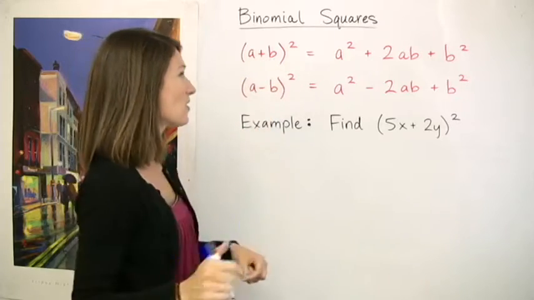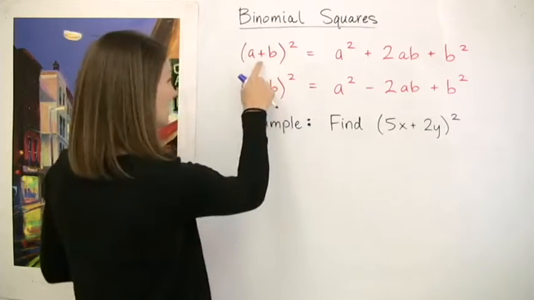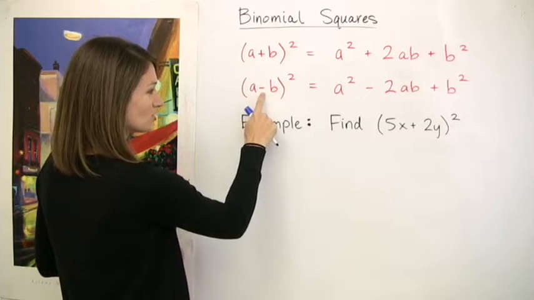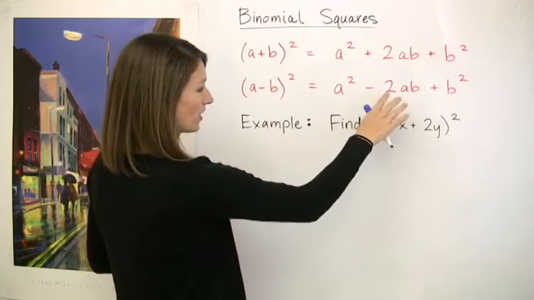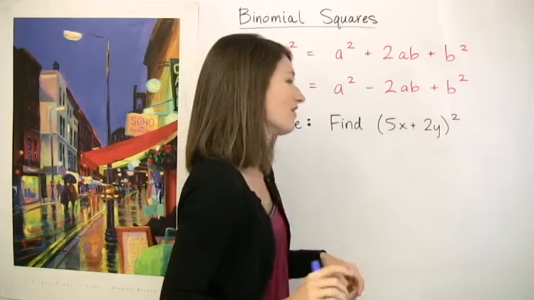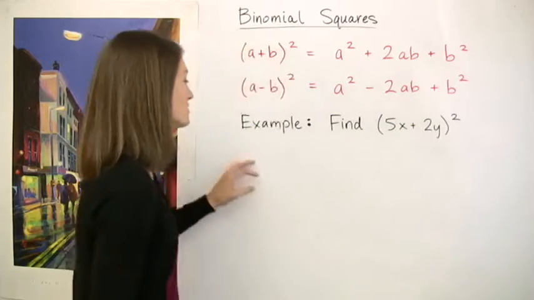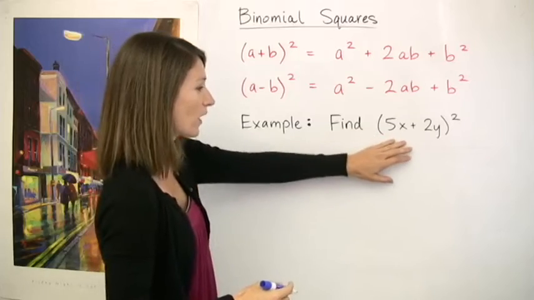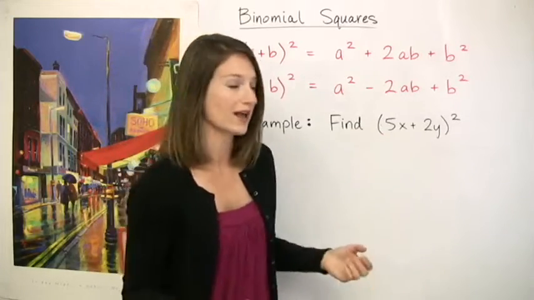Now if you change the operation sign inside this quantity here from an addition sign to a subtraction sign, then the resulting product is a squared minus 2ab plus b squared. So let's try an example. Suppose we're asked to find the square of 5x plus 2y.